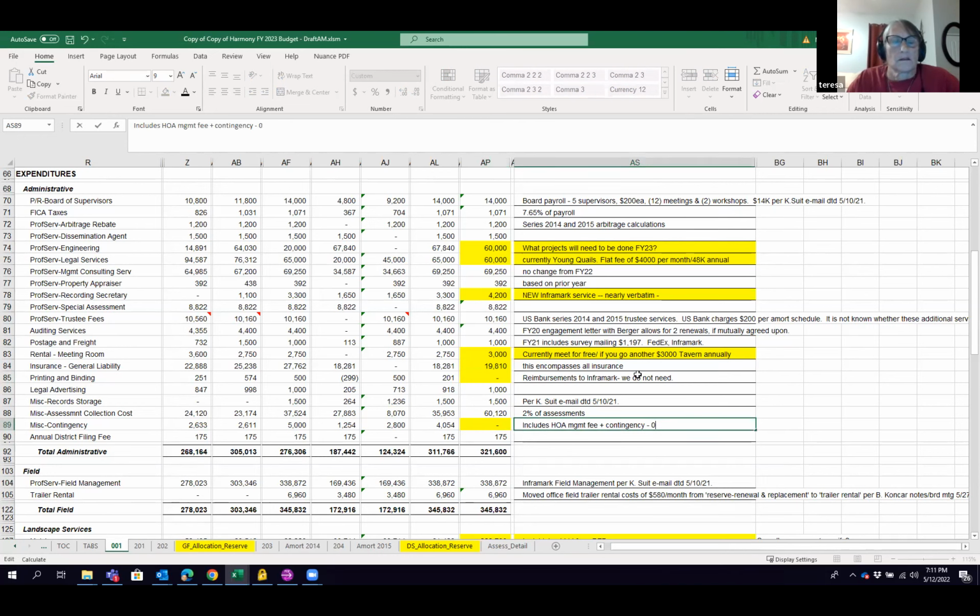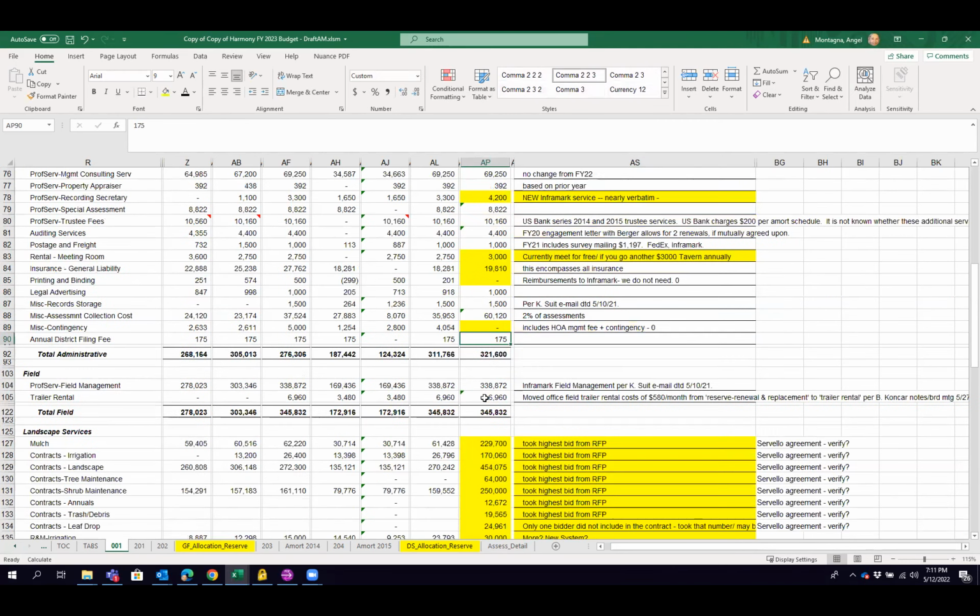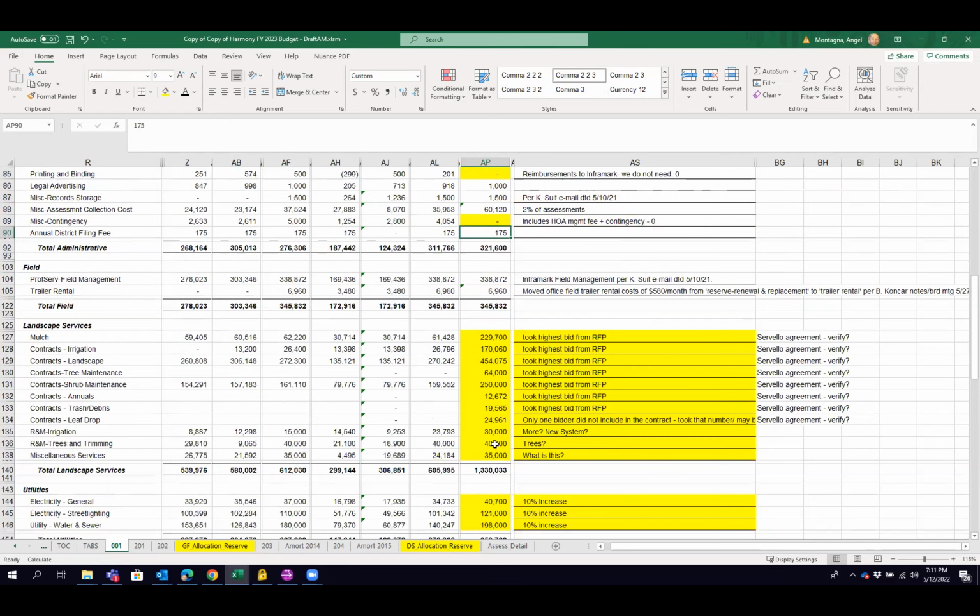Okay. All right, and then filing fee. We have our filing fee for the state. Yep, that's the same. This is your field management, didn't change. Trailer rental didn't change. Here's all your landscaping. And if you can see, I took the highest number from everything on your summary. So these numbers will definitely change when we get to the meeting and the board decides which way they're going to go. But that's what I did here.